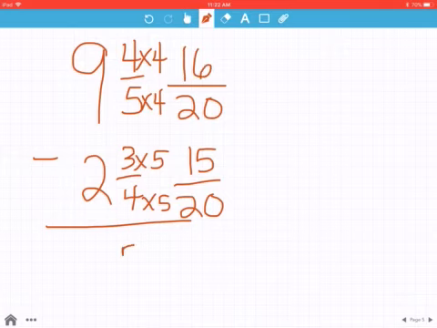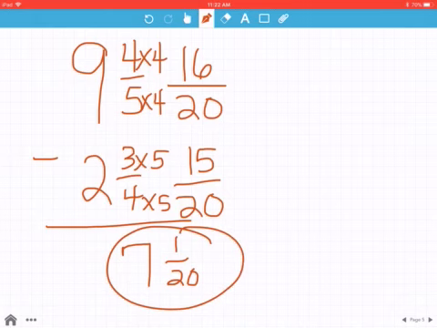9 minus 2 is 7. 16 minus 15 is 1. I get a final answer of 7 1/20.